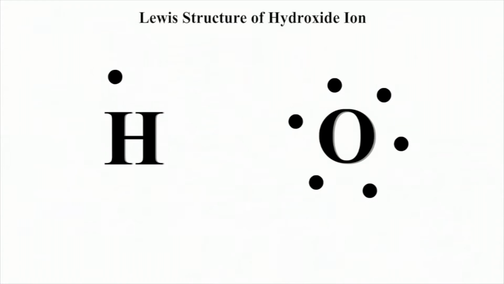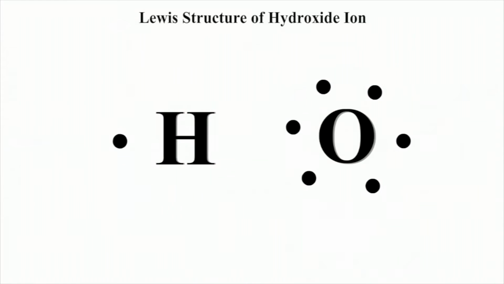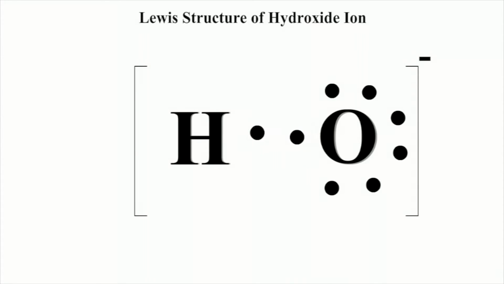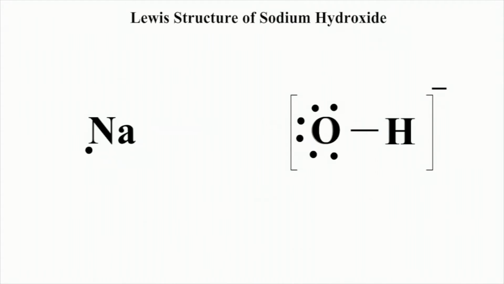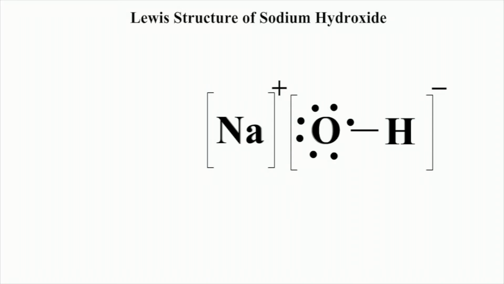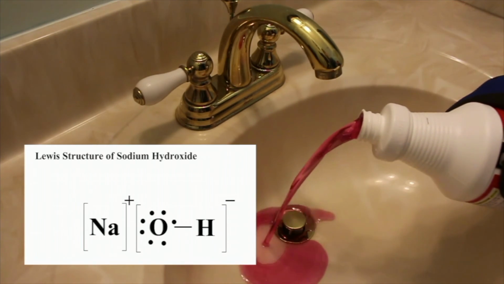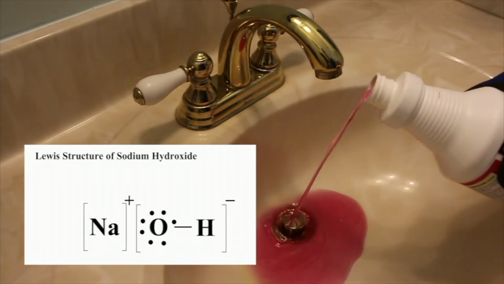Sometimes ions form when two or more atoms are covalently bonded, but act as a single ion, such as the hydroxide ion, OH-. Sodium hydroxide, NaOH, is an ionic compound that dissolves in water to form a strong alkali. Many ionic compounds readily dissolve in water. Sodium hydroxide, or lye, is commonly used in drain cleaner and soap making.